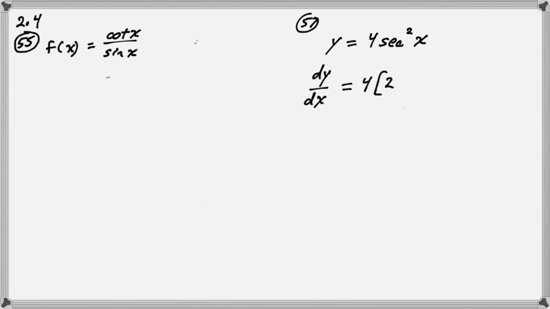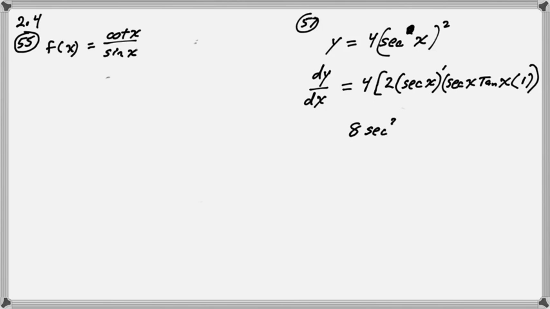You would do power, because you got to remember, secant squared means this, right? So power, base, 1 less power, derivative of base. What's the derivative of secant? Secant tangent of the same angle times the derivative of the angle. So, the answer for this derivative is going to be 8. Secant times secant is secant squared, and then times the tangent. And that would be dy dx.